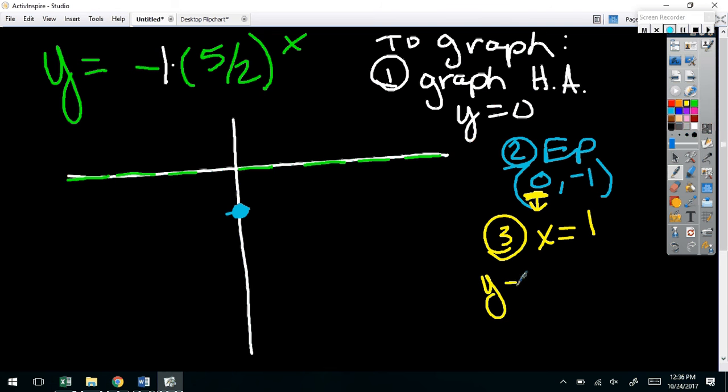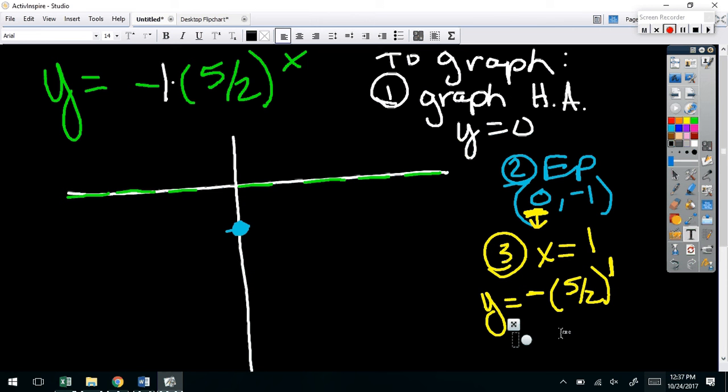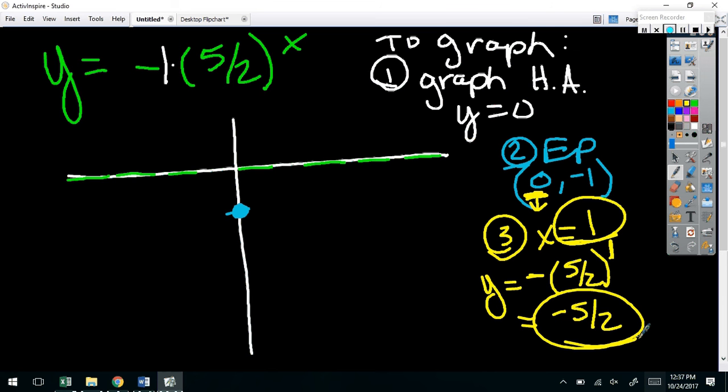All right, so we said we plug in 5/2 to the first power, which is -5/2, which is -2.5, right? Okay. 1, -2.5. How did you get the Y? Plugged it into the original equation.